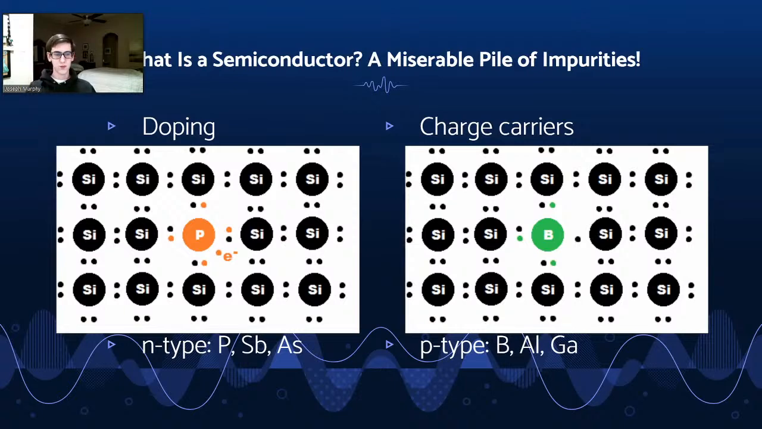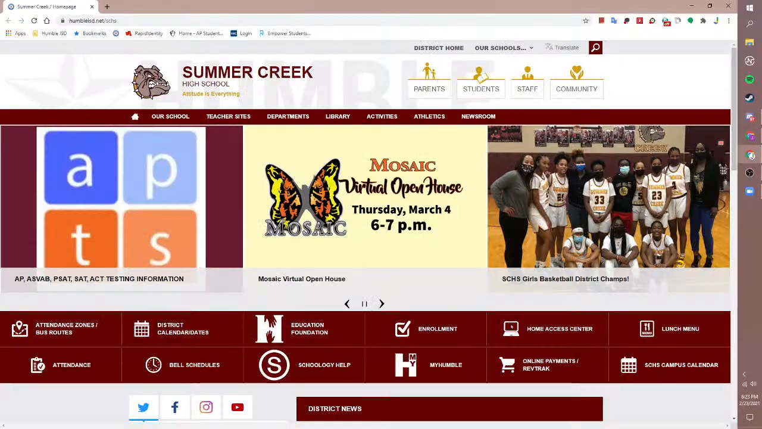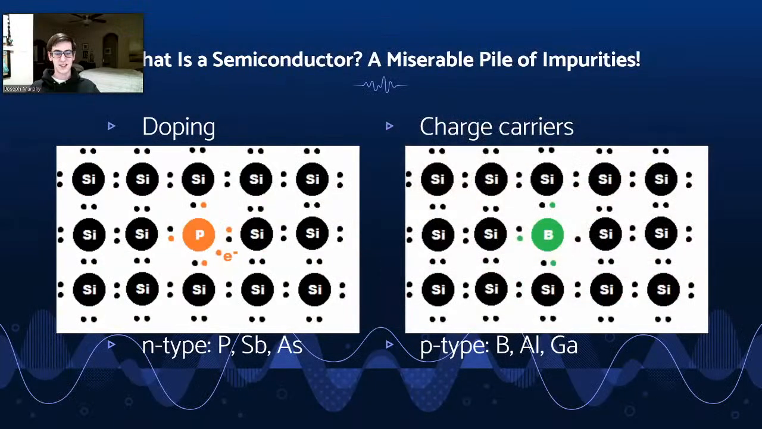And so when we dope a semiconductor to introduce free electrons, we create what we call an N-type semiconductor. N-type dopants would be phosphorus, antimony, arsenic, a few examples. If we dope a semiconductor to introduce holes, then we create a P-type semiconductor. Boron is one dopant, aluminum, gallium as well. A lot of N-type dopants are pentavalent. A lot of P-type are trivalent. Makes sense, right?